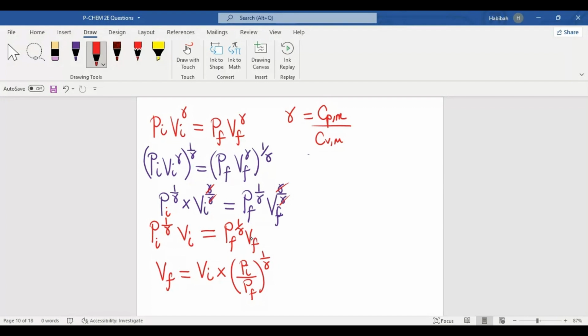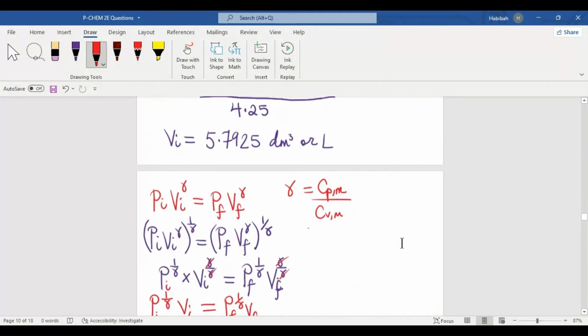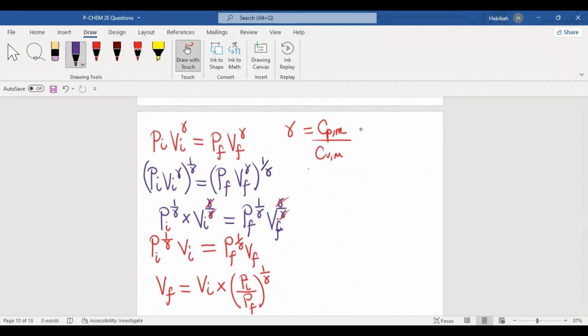So hopefully this has been helpful. I try my best to explain this, but we've got to keep moving. This is basically how you get it, and this is the formula we're going to use because this way we have the V initial, we have the P final, we have the P initial, and we just have to determine whatever gamma is, and we can simply substitute to answer the first part of our question, which is to determine the value of the final volume. So let's go back here.